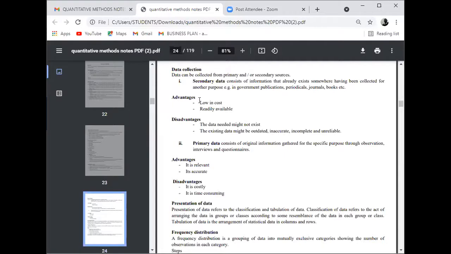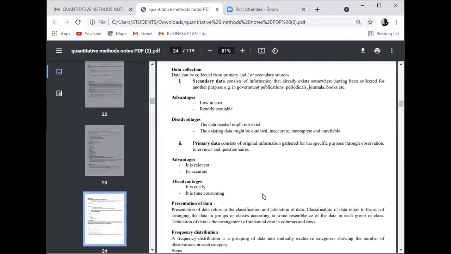So the advantage is that it is cost effective, because everything was done, and now it is just a matter of reading, and then it is readily available. The disadvantage is that the data you need might not exist. You might need particular data, but nobody has ever bothered to collect data from that area. So you will not get it.